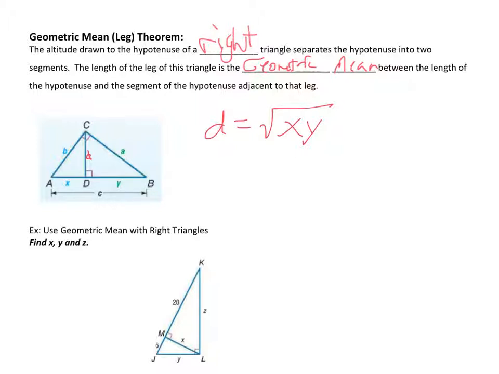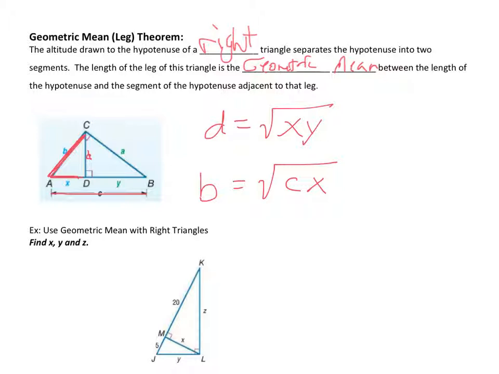Today what we're seeing is that we can use the leg as the geometric mean. So B is going to be the geometric mean between the lengths of the hypotenuse and the segment of the hypotenuse adjacent to that leg. The hypotenuse is this length, C, and the segment adjacent is this length, X. So that's what we're going to get from this.